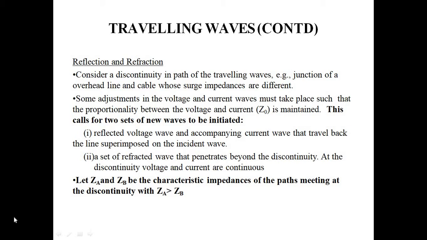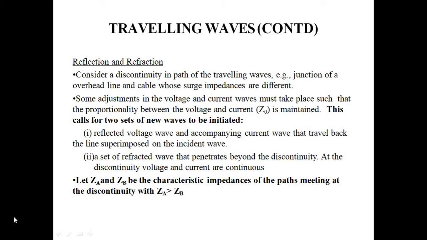Some adjustment in the voltage and current waves must take place such that the proportionality between the voltage and current is maintained. This calls for two sets of new waves to be initiated. First one, a reflected voltage wave accompanied by a current wave that travels back along the line superimposed on the incident wave. Second one, a set of refracted waves that penetrates beyond the discontinuity. At the discontinuity, voltage and current are continuous.